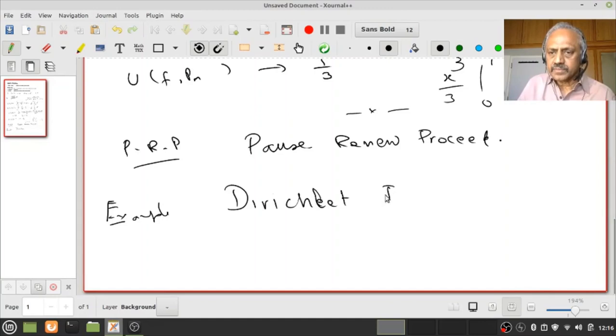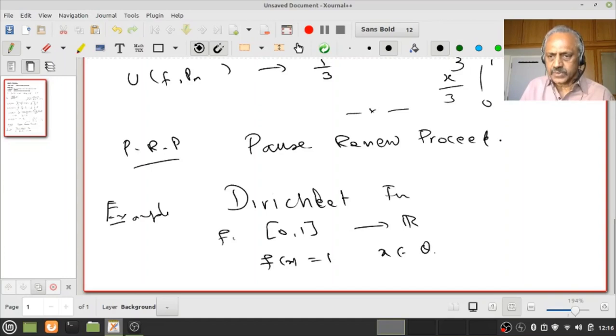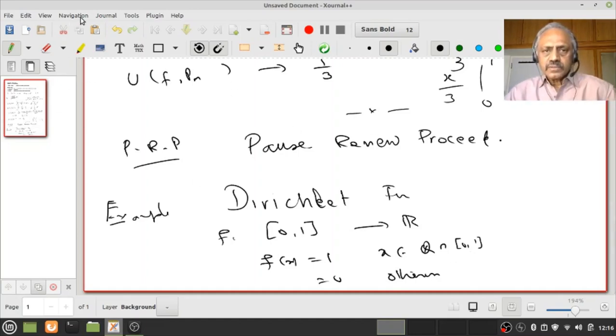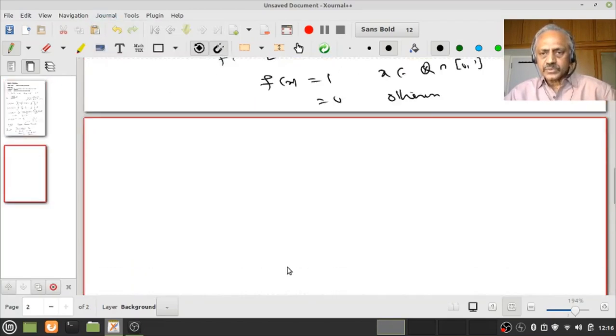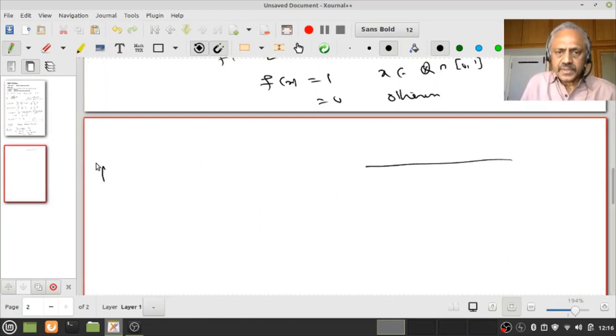Okay, so the contrast is what is called the Dirichlet function. This is the last example, the so-called Dirichlet function. It is a function from [0, 1] to R, and this is the characteristic function of the rationals in [0, 1], which is the same as saying f(x) equals 1 if x is in Q and 0 otherwise. Of course, remember my x is supposed to be in [0, 1].